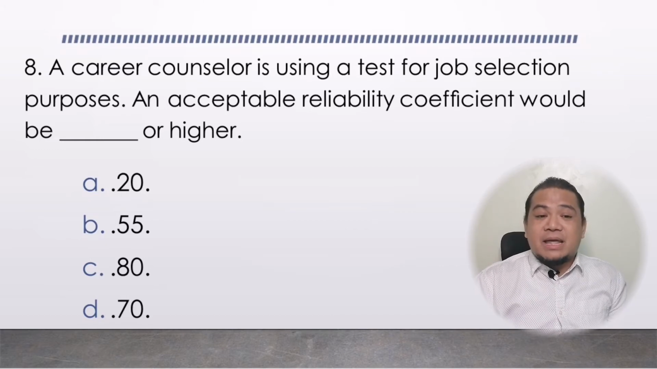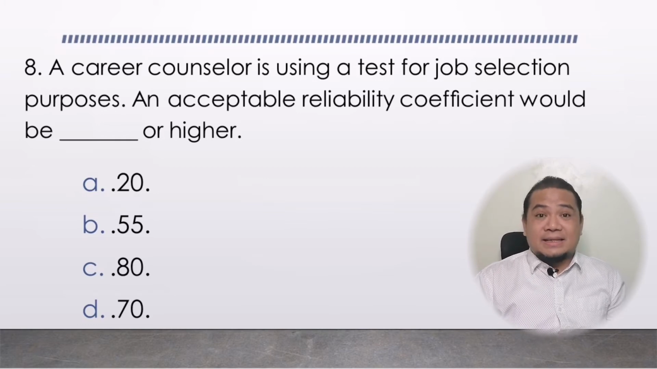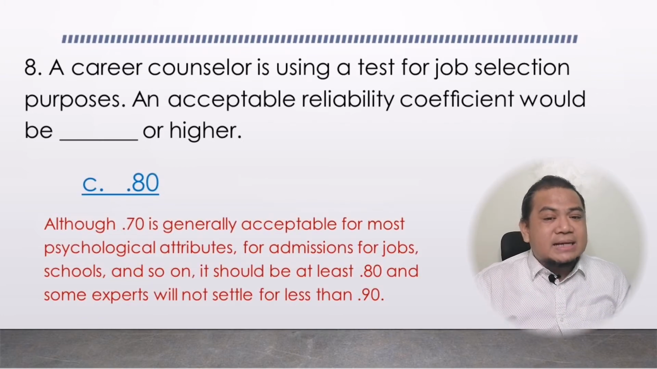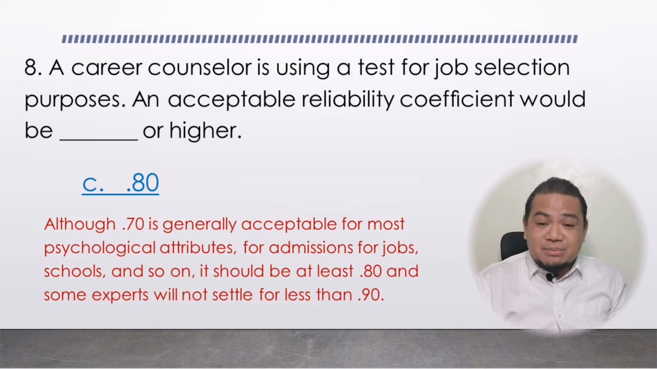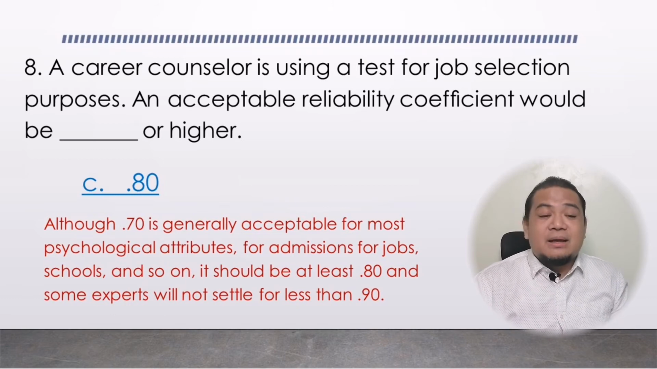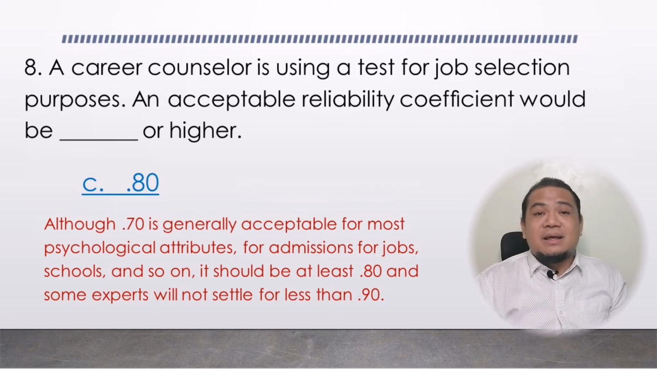An acceptable reliability coefficient would be blank or higher. And the answer is letter C, 0.80. And although 0.70 is generally acceptable for both psychological attributes and admissions for jobs, school, and so on, it should be at least 0.8, and some experts will not settle for less than 0.9.